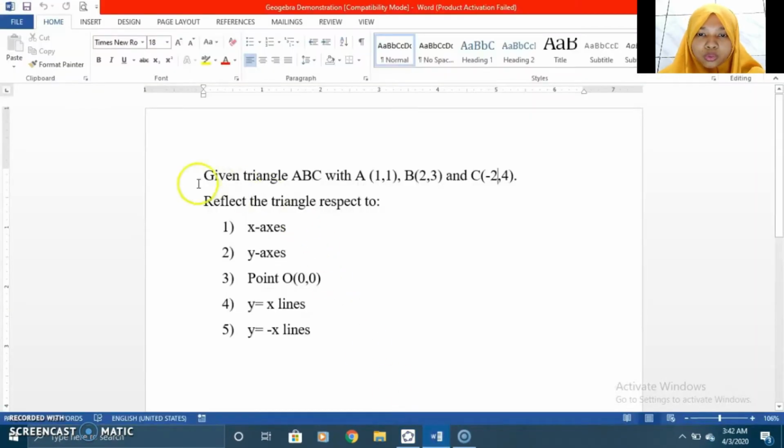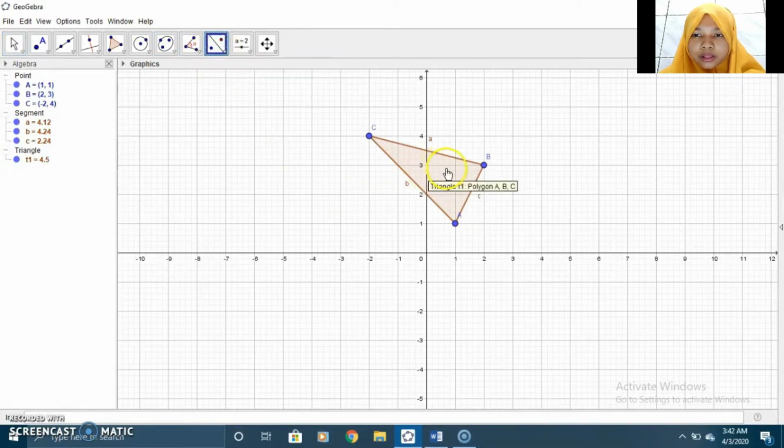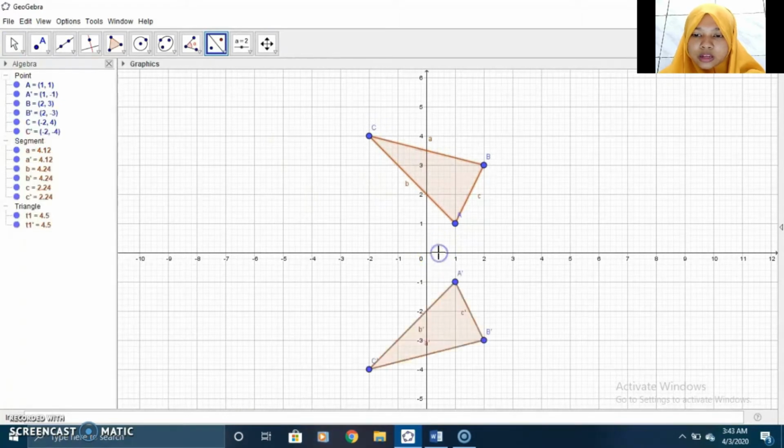Now we want to reflect the triangle ABC with respect to the x-axis. We choose here reflect about line, then click the triangle ABC and the x-axis. Then we have triangle A', B', and C' with coordinates A' is (1, -1), B' is (2, -3), and C' is (-2, -4).